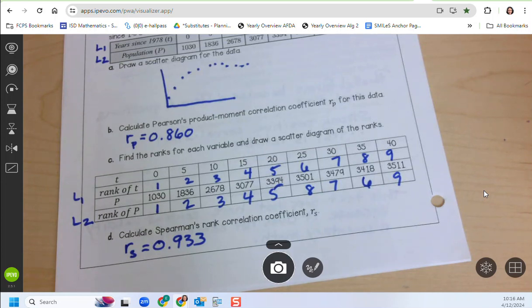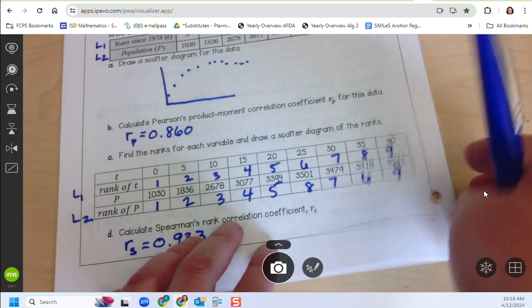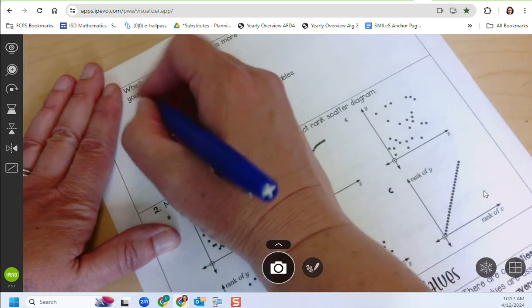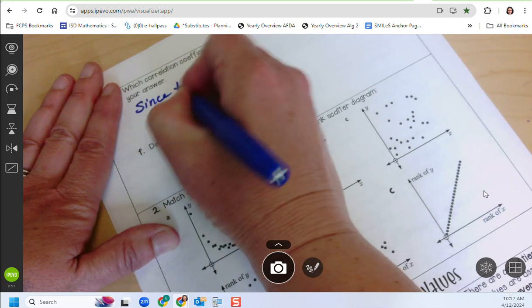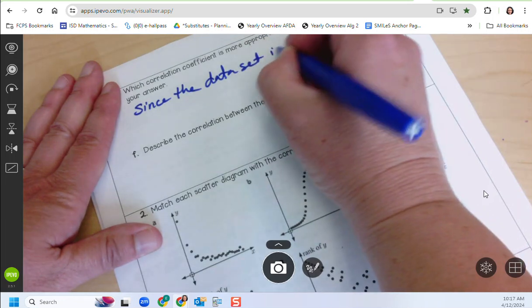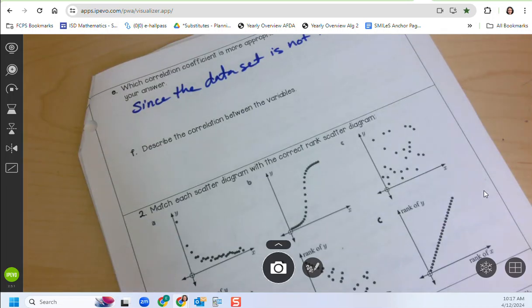All right, so then if you turn the page, it says, which correlation coefficient is more appropriate to use for this data? Explain your answer. And that kind of question is just asking you about whether the data are linear or not. Would you say that this data set is linear? We already answered that, right? We looked at the graph and we said it's not linear. So since the data set is not linear, then we can say Spearman's rank is more appropriate.